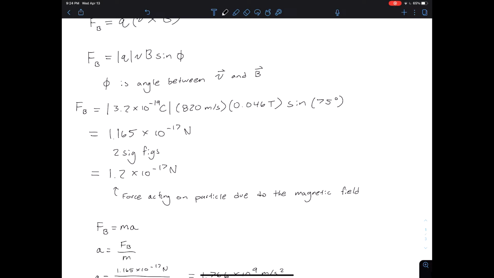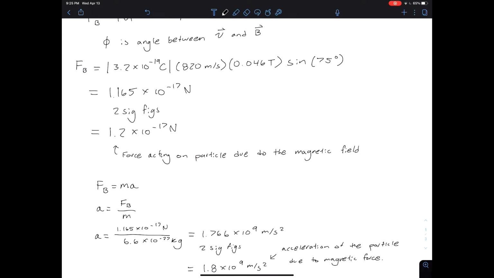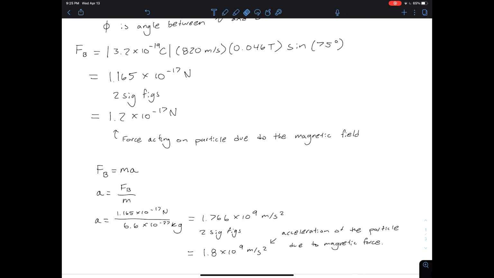And if we round it to 2 sig figs, because that's what we find in the values of this problem, we get 1.2 times 10 to the negative 17 newtons, and that is the force acting on the particle due to the magnetic field.